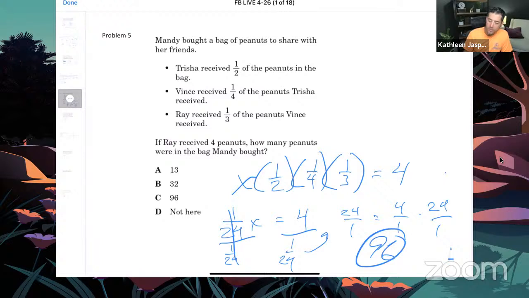96. So the total number of peanuts that we have, in this case, that would be this X value right here that we took the different fractions of. C is your answer, 96. Okay. All right, halfway there. We'll grab some water. Okay, next question.